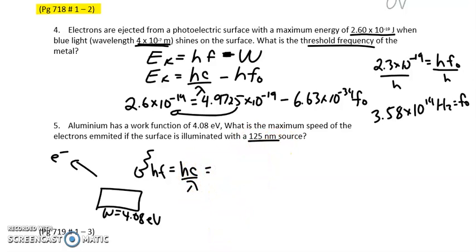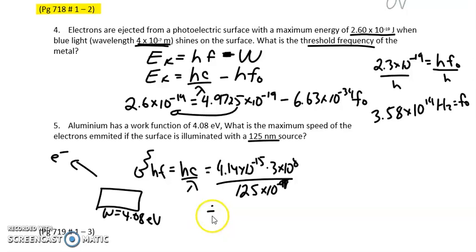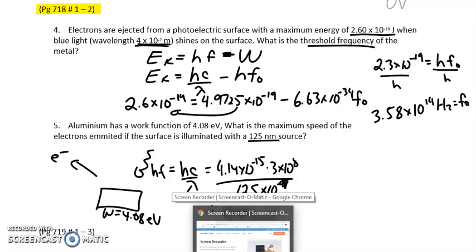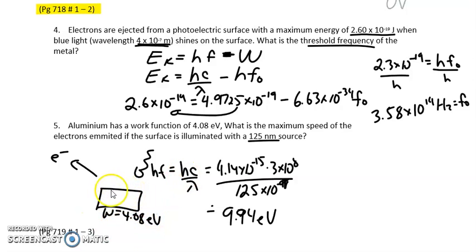Now, given the 1.25 times 10 to the negative 9 as your wavelength, h as being Planck's constant, we're going to do the 4.14 times 10 to the negative 15 because it's in electron volts, and we can find this in electron volts, multiplied by 3 times 10 to the 8, all divided by 1.25 times 10 to the negative 9. So this has 9.94 electron volts coming in. So if you got 9.94 coming in, you're charging a flat fee of 4.08. How much you got coming out? Well, that's going to be 5.86 electron volts coming out.